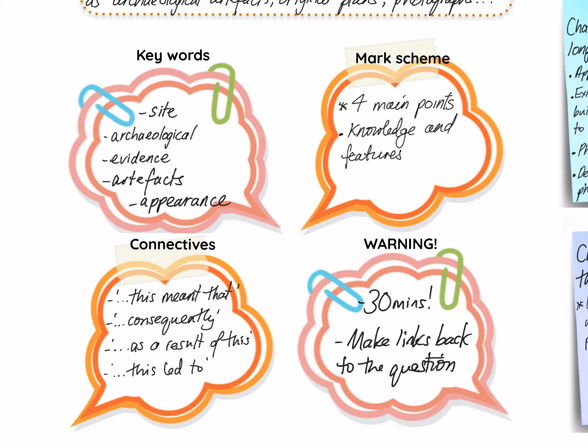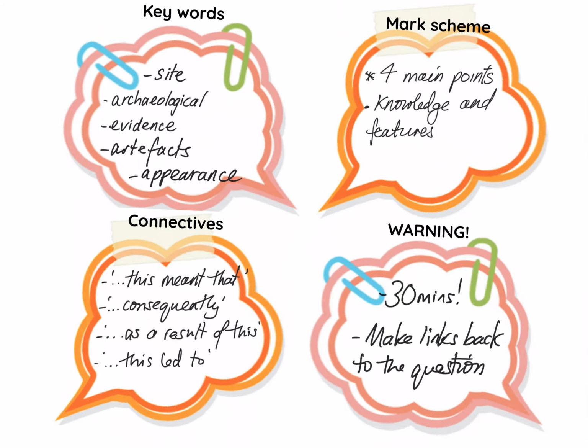When thinking about the mark scheme, it's really important that we've got at least 4 main points. For full marks, 4 main points. And we must be including knowledge and features of the site, and I'll refer to that shortly. Connectives, we're used to this by now. We should be using this throughout: this meant that, and consequently, as a result of this, and this led to.